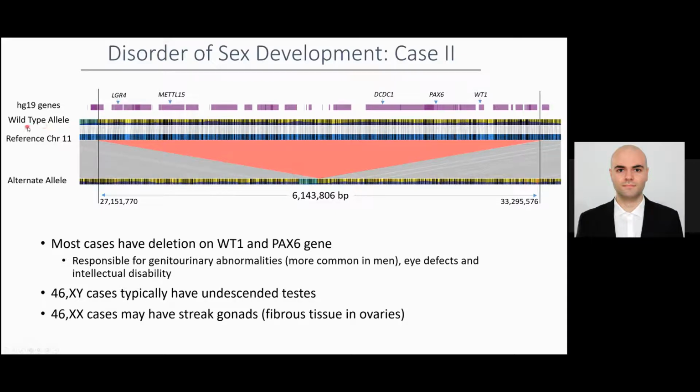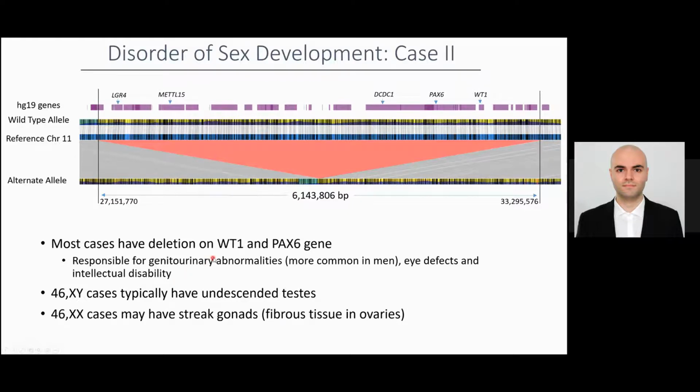We see that the wild type allele for this patient is present here at the top, and the reference genome that is digested for chromosome 11 is in the middle. The second allele for this patient carries the 6 megabase deletion that was identified by de novo assembly as well as copy number variant analysis. This deleted region contains a number of genes that were important for this diagnosis, specifically WT1 and PAX6, that are responsible for genitourinary abnormalities, eye defects, and intellectual disability.